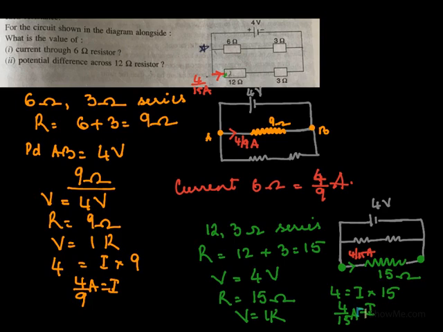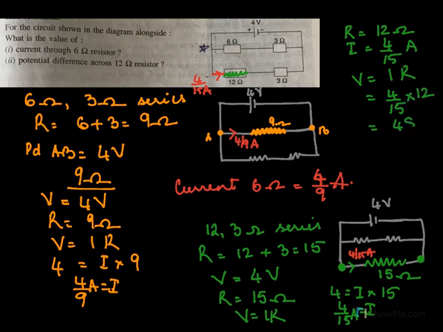And if we want to know the potential difference across 12 ohms, all we need to do, resistance is 12 ohms, the current through 12 ohms is 4 by 15 amperes, and we'll do V equal to IR. I is 4 by 15 and the R is 12, so it will be 48 by 15 volts, which is your voltage across 12 ohms, equal to 3.2 volts. So this answer will be 3.2 volts. The current through 6 ohms we already found out, and that was 4 by 9 amperes.